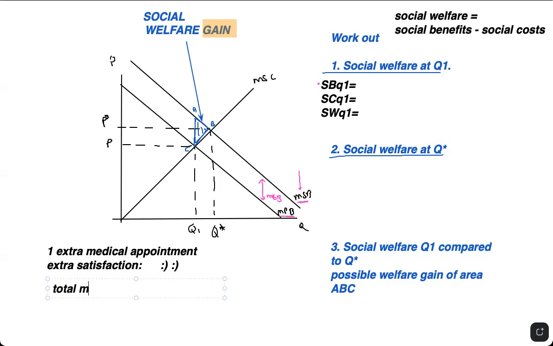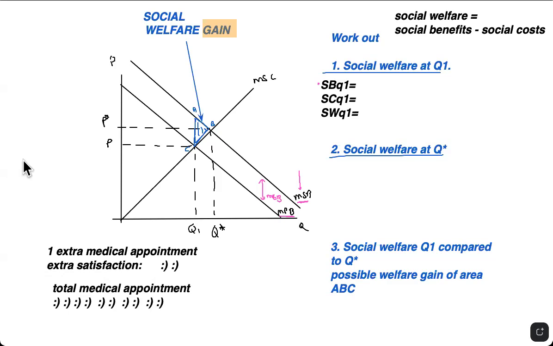The total medical appointment satisfaction could be, I don't know, 100 happy faces possibly, because thanks for that, you could be very healthy, you could be very happy, all these kinds of things. So there's a difference between the marginal and total, but to work out social welfare, the total welfare to society, we're looking at the total social benefits minus the total social costs. So that's kind of like the first layer. I don't think it's 100% worth going into that too much today. I think there are some other videos where I did go through this in more detail.